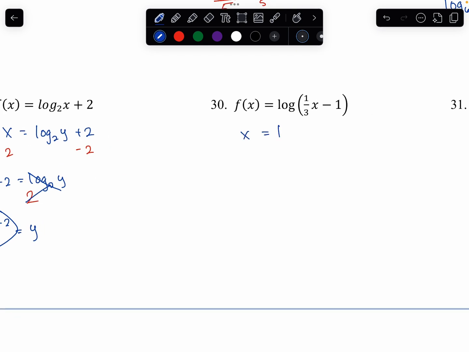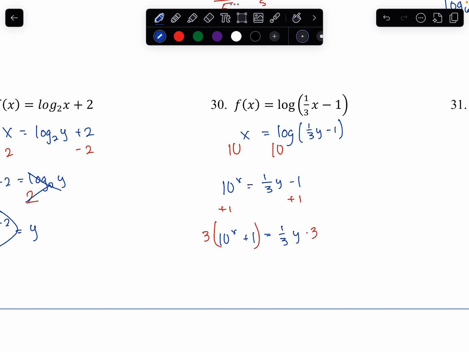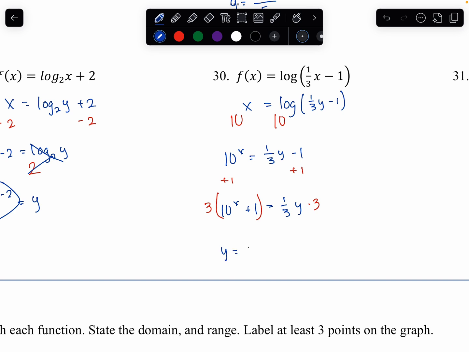So x is equal to a log base 1/3 of y minus 1. So this is a log with a base of 10. So we would do 10 base. So 10 to the x is equal to 1/3y minus 1. Then we would add 1. So that would be 10 to the x plus 1 equals 1/3y. And then we would multiply by 3. So that would be y is equal to 3 times 10 to the x plus 1.